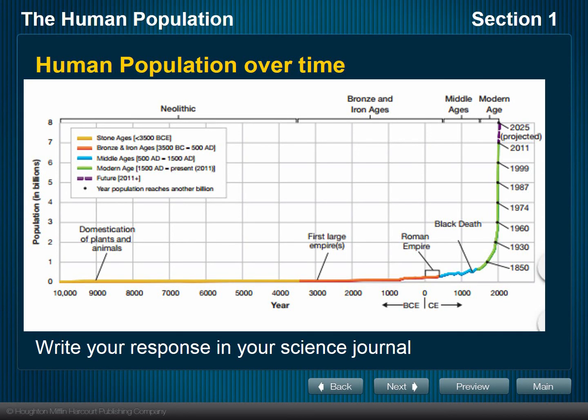Examine this graph, which is also found on page 219, and describe the changes in the human population over time. I would like you to hypothesize why the human population has grown so rapidly in the 20th century. Write your response in your science journal.